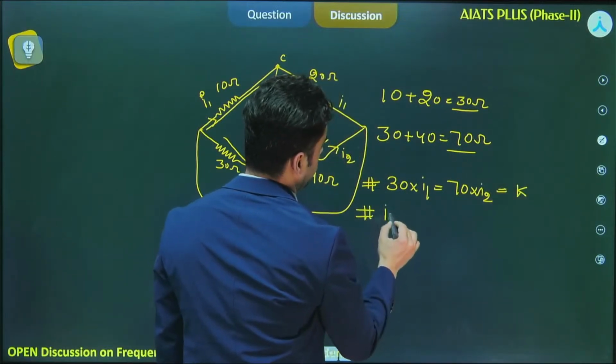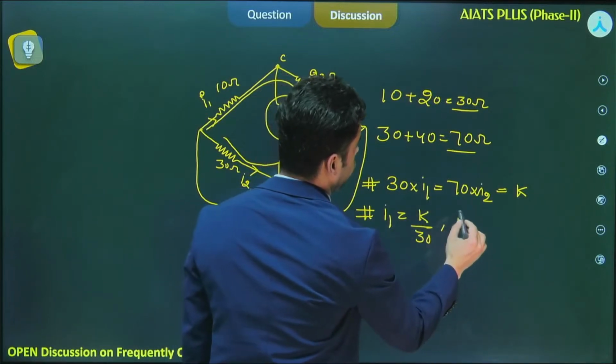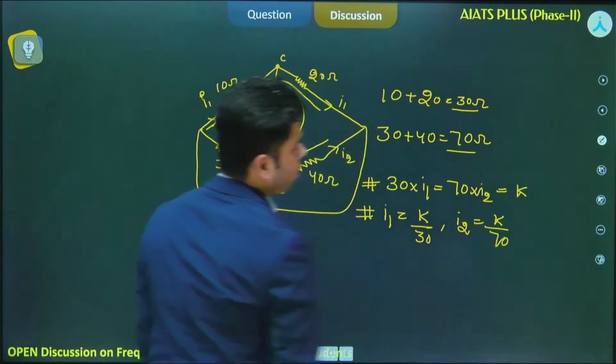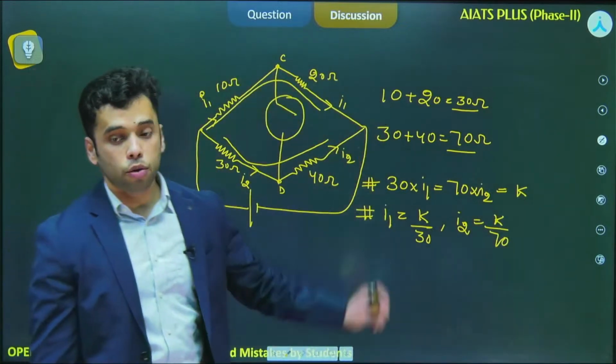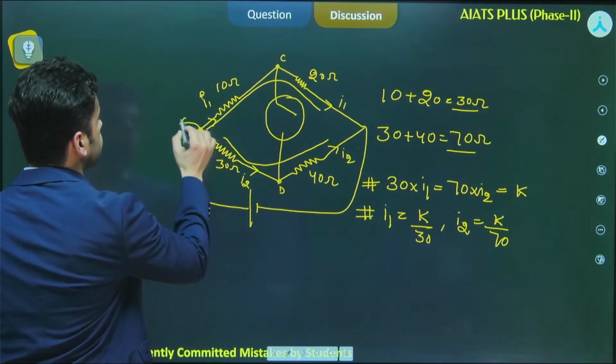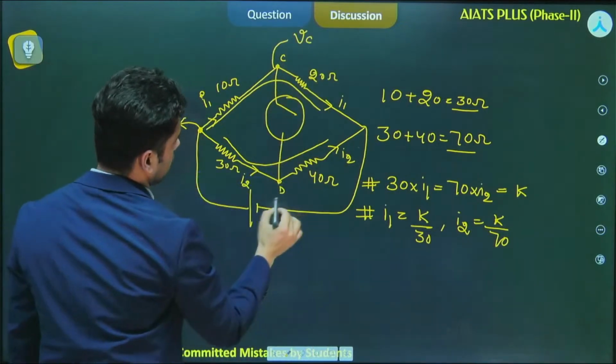So I1 from here becomes equal to K by 30, and I2 from here becomes equal to K by 70. I1 is K by 30, I2 is K by 70. Now, let me take the potential at this point as V, and let me take this as Vc, and let me take this as Vd.